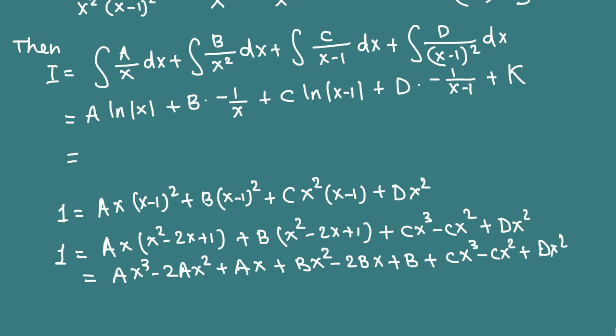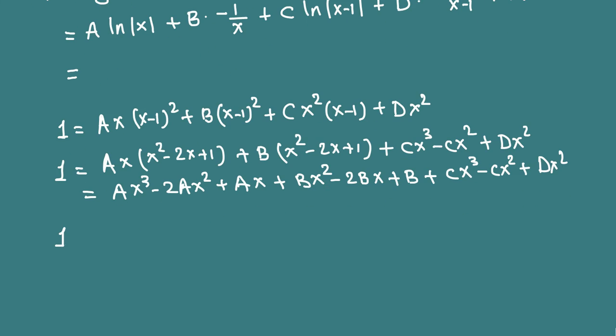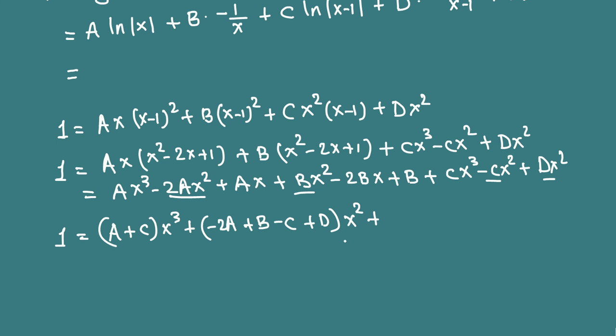Now we combine the like terms in the right side. So 1 equals, for the cubic term, ax cubed plus cx cubed, we can pull x cubed out, so a plus c times x cubed, plus, for x squared, minus 2a plus b minus c plus d, that many x squared. Now for x: ax minus 2bx, so a minus 2b, that many x's. Then the constant term is plus b.